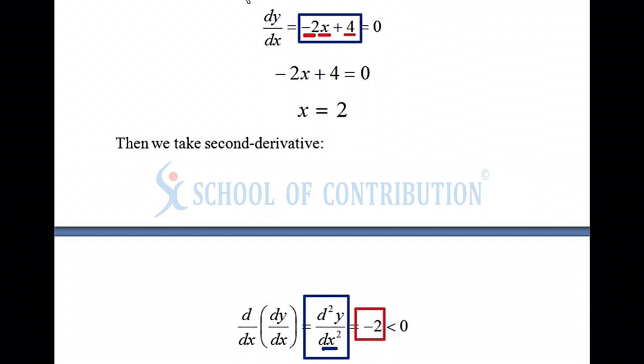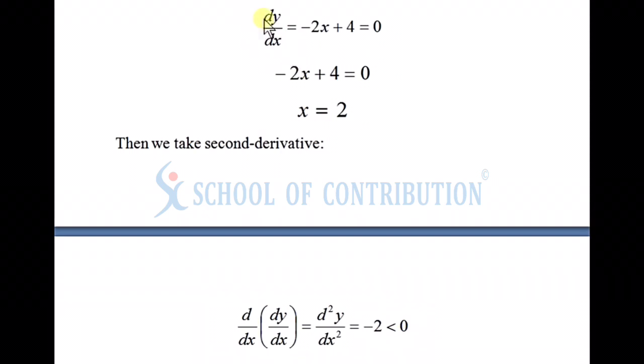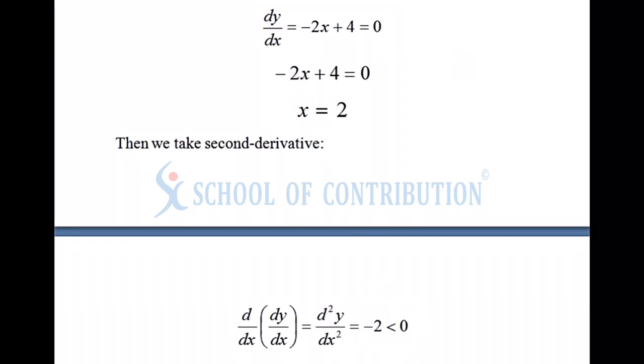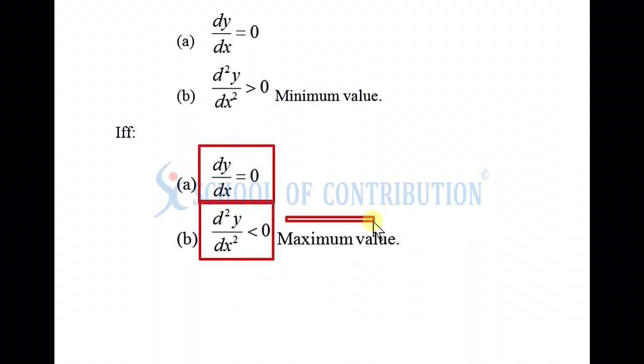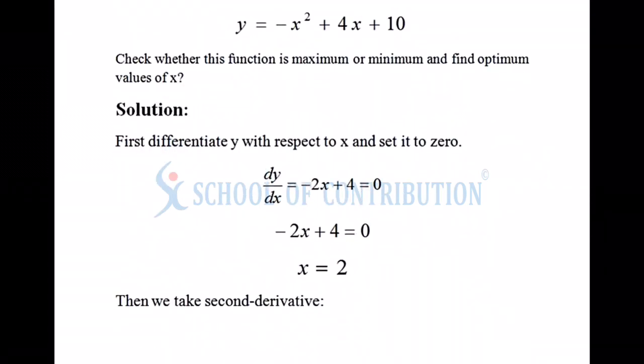So if we have -2, we see that our second derivative is negative. আমাদের কন্ডিশন মোতাবেক আমাদের ফার্স্ট ডেরিভেটিভ 0, সেকেন্ড ডেরিভেটিভ নেগেটিভ। So if we go up, we see that this is condition number 2, because it says if the first derivative is 0 and the second derivative is negative, then we can say the function is a maximum value function. So according to this condition, we can say this function gives us the maximum value.